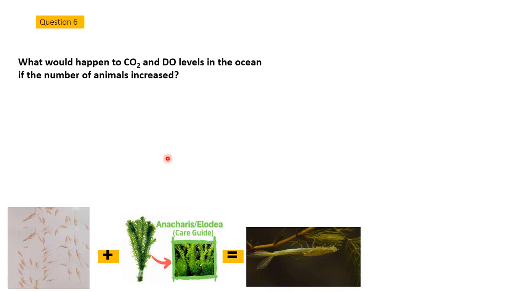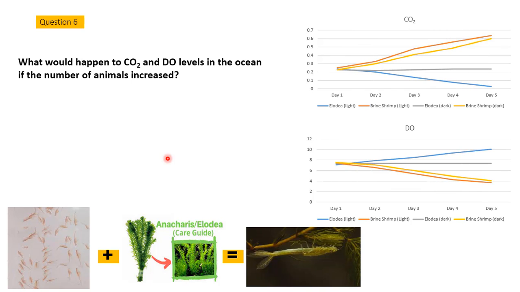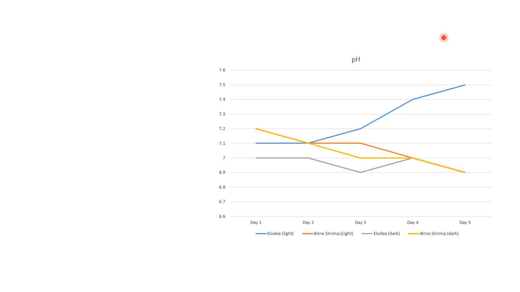Question 6. What would happen to the CO2 and dissolved oxygen levels in the ocean if the number of animals increase? So if we have our CO2 and our dissolved oxygen levels, and we triple the number of animals, we have not just one, we have triple the number of animals sucking dissolved oxygen and putting out carbon dioxide. So you can go ahead and infer the answer to that. And then you're doing number 7 on your own.